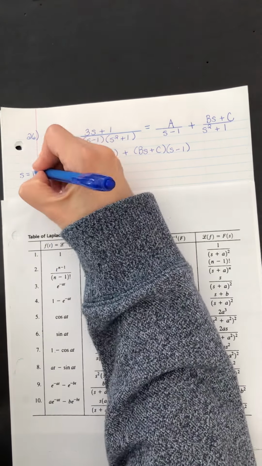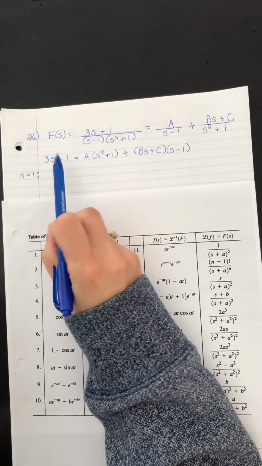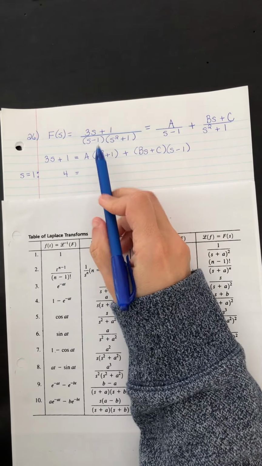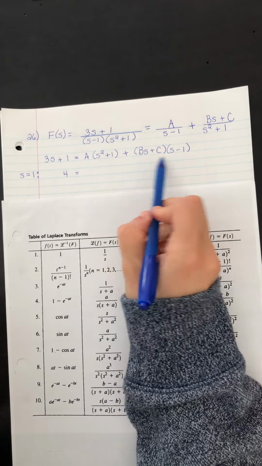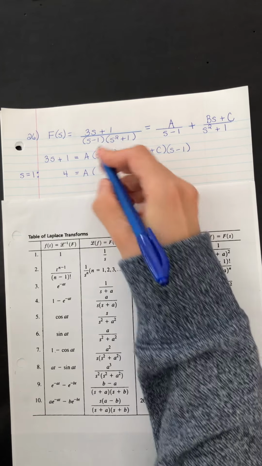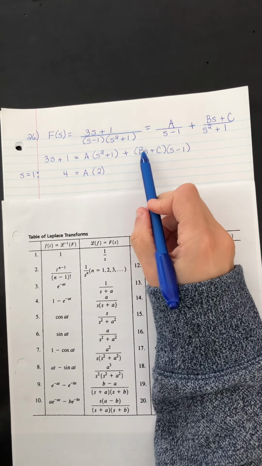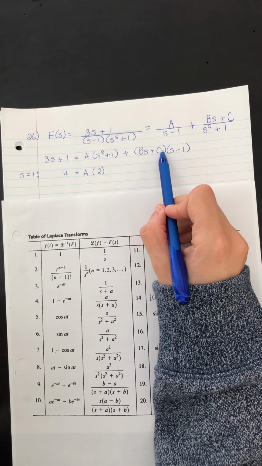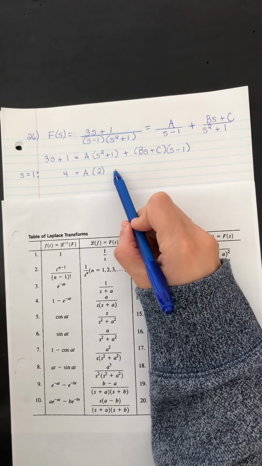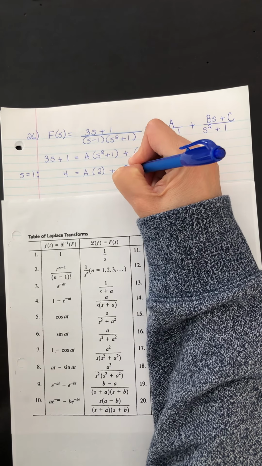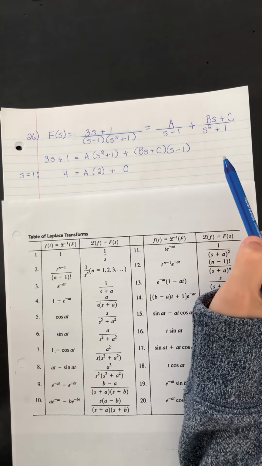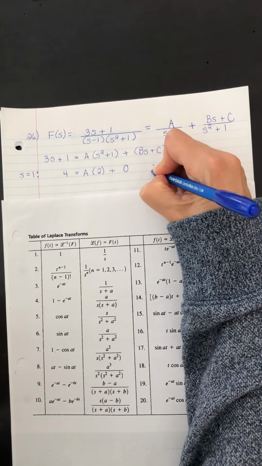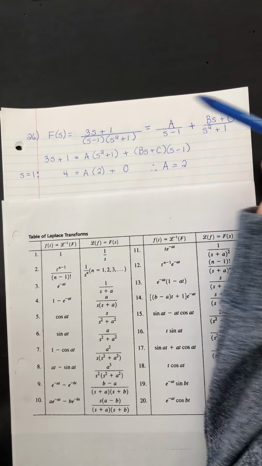Okay, so let's substitute s equals 1 into the left side. And what will we get? 3 times 1 plus 1 is 4. And what about substituting 1 into the right side? We're going to get a times 1 squared plus 1, which is 2, plus, we're substituting s equals 1, so this would be b plus c times 0, right? So plus 0 here. So 4 is 2a plus 0. If 2a is 4, then a is 2. Okay? So now we know that this fraction has a numerator of 2.